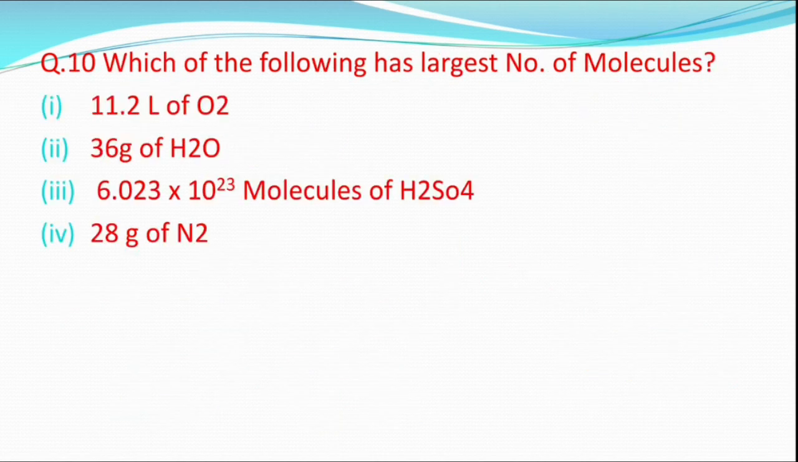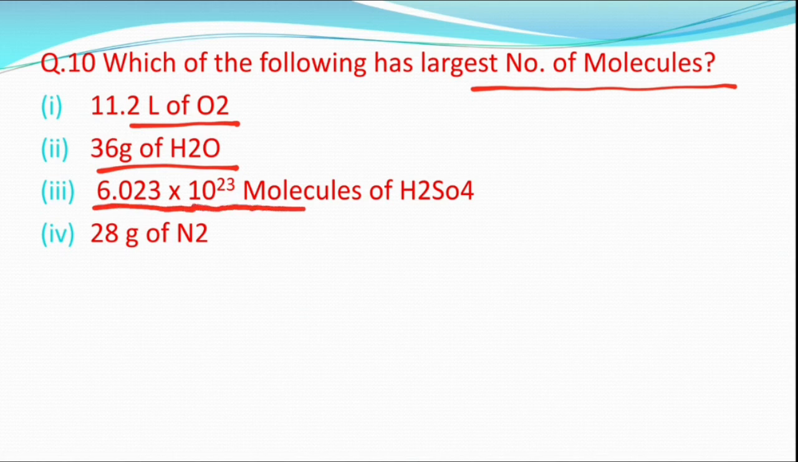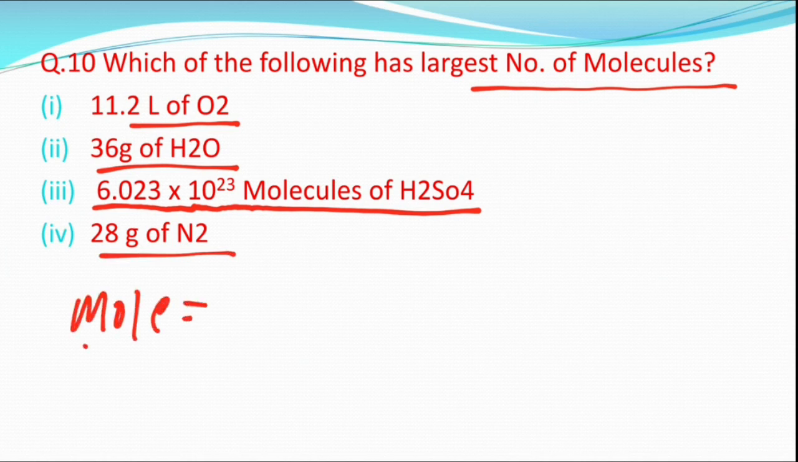Which one of the following has largest number of molecules? You have to tell me which one of the following will have largest number of molecules. 11.2 liter of O2, 36 gram of H2O, 6.023 into 10 to the power 23 molecules of H2SO4 and 28 gram of N2. So find out the number of moles of all these four. Here number of mole will be given volume divided by 22.4. Here it will be given mass by molar mass.